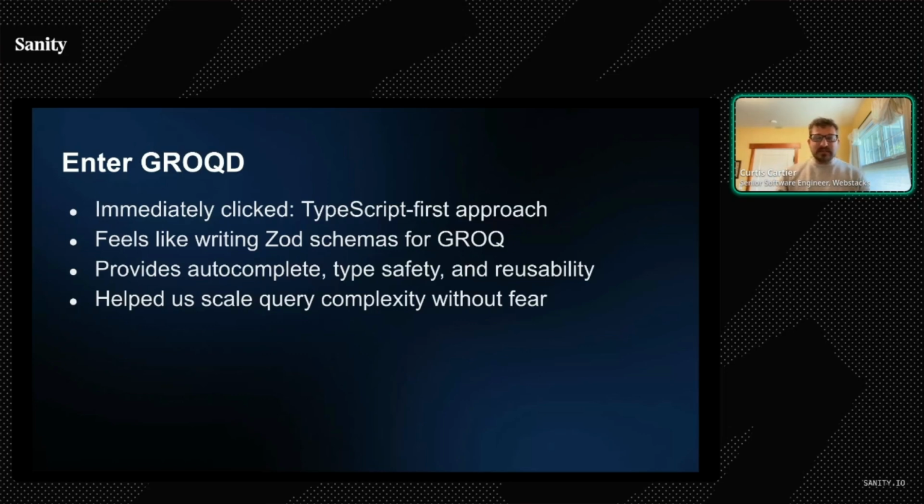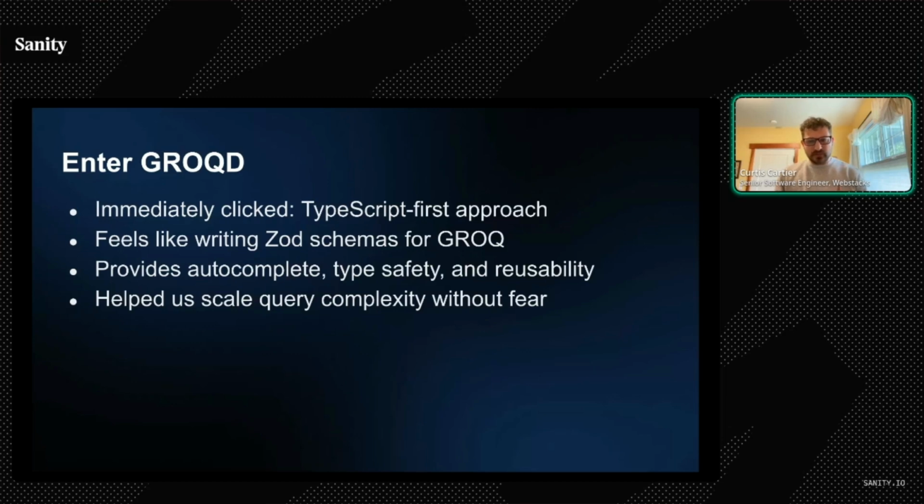What blew me away: TypeScript knew exactly what I was fetching. Autocomplete worked. If I renamed a field, TS would flag it. If I misspelled something, I'd know right away. Compose a fragment and reuse it. It's super clean. GROQ is incredibly powerful, but like any flexible language, it can be hard to enforce consistency and safety, especially across a large team.